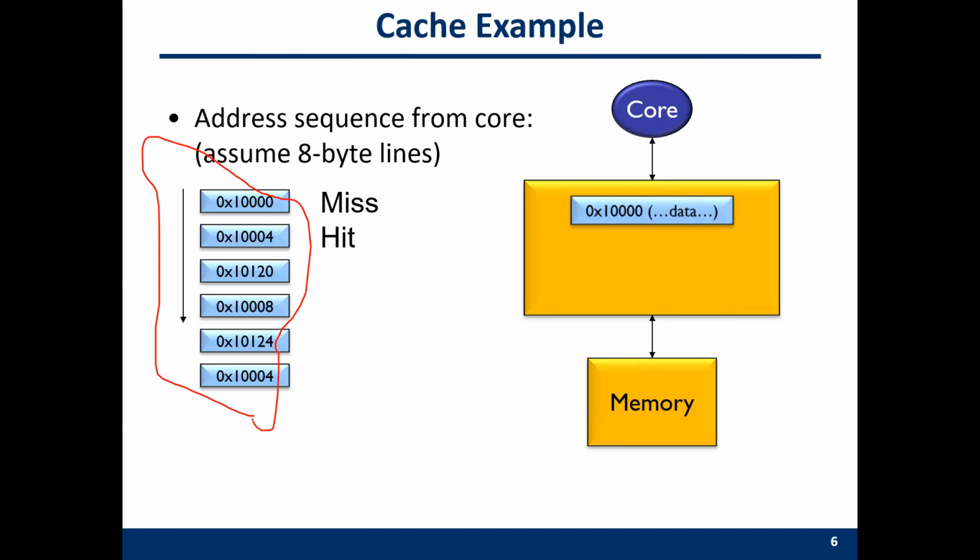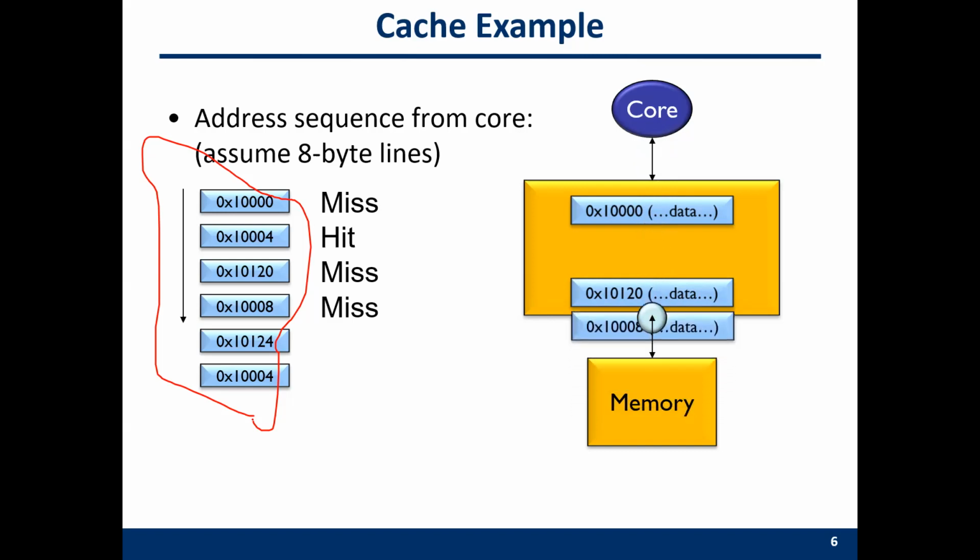Then fortunately, we get a hit because the second address is included in the first block, because the first block contains 8 bytes. When we try to access the third, we have a miss. We fetch the line from a DRAM and then write it into the cache. When we try to access the fourth line, it's also a miss. We fetch the line from a DRAM and write it into the cache.